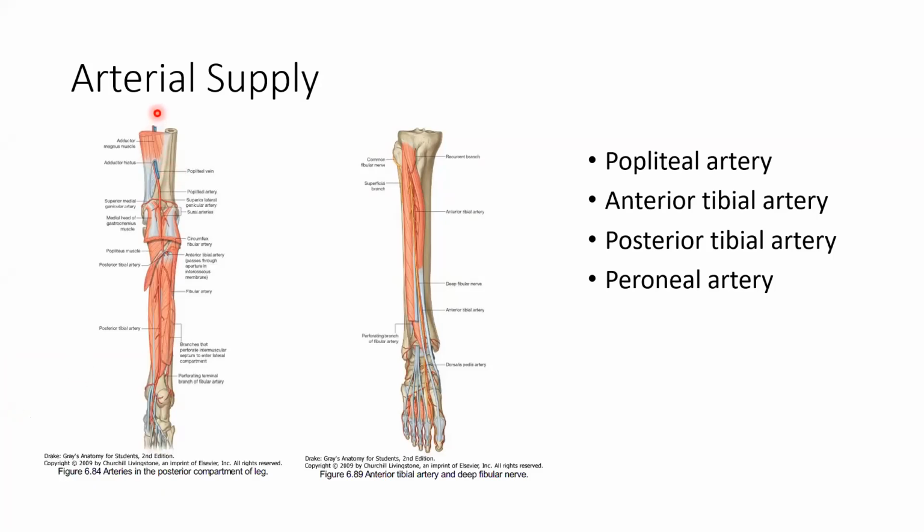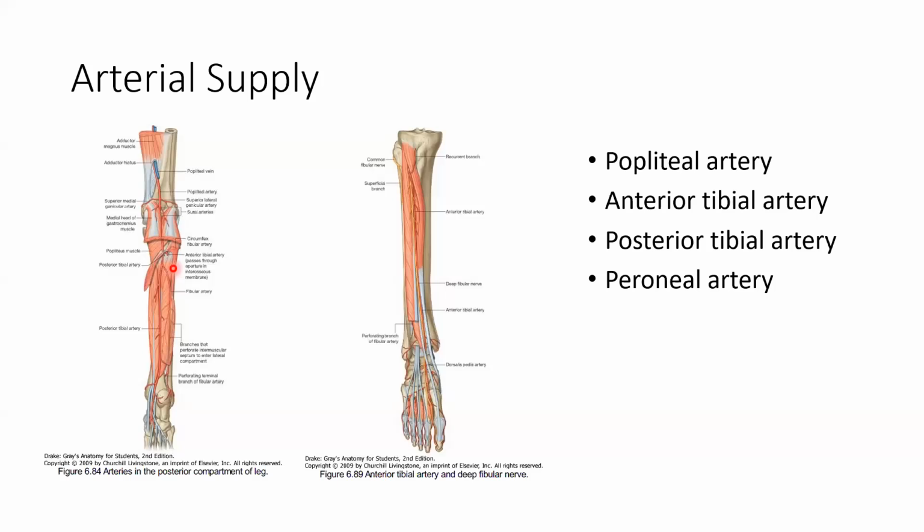So the superficial femoral arises from the adductor hiatus here, and in the popliteal fossa, it's called the popliteal artery. And here at the lower border of the popliteus, it divides into two: the anterior tibial artery and the posterior tibial artery. And here you can see the fibular artery.